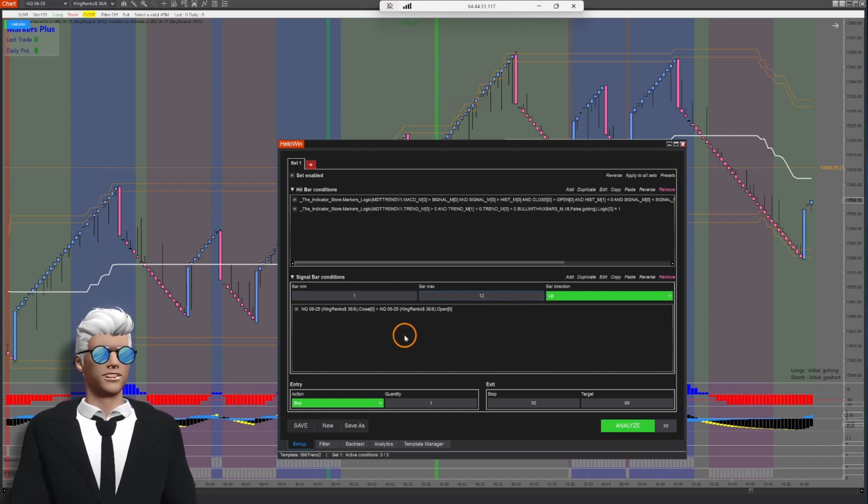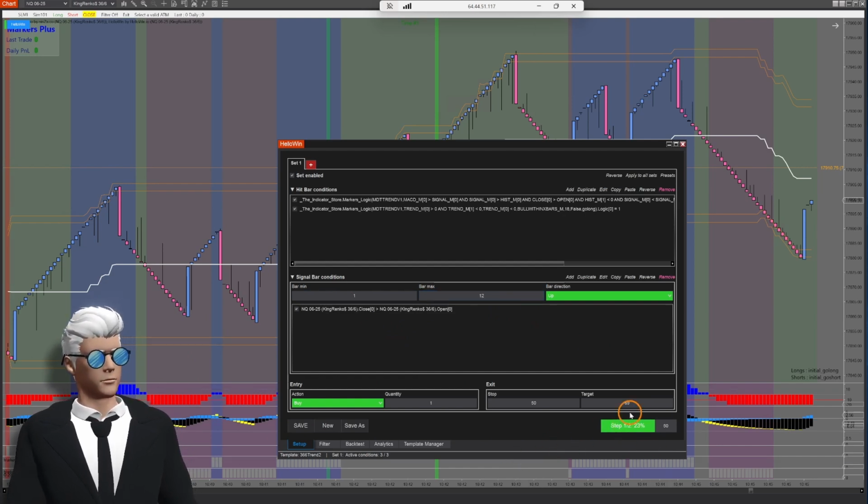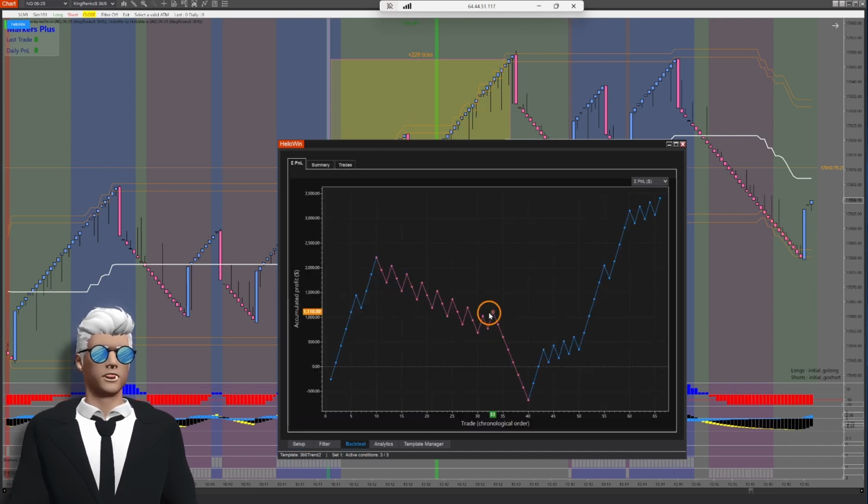I think that's everything. So all we're going to do now is hit this analyze button. And as you can see, it's going really fast. I may only have a couple days on here. We'll see exactly what we get. But look at that. Look at that.